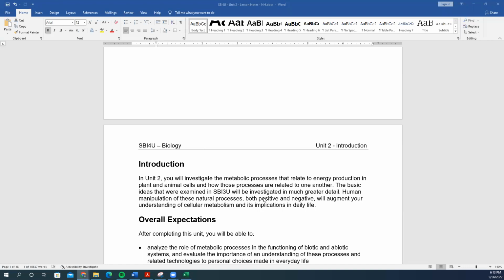So we're starting Unit 2, and Unit 2 is about metabolic processes and how they relate to the way that plant and animal cells produce energy, the processes related to energy production and energy consumption, and how those processes are interrelated. We're going to be examining a lot of these ideas that you were probably introduced to in your previous biology course, your grade 11 biology course. But here we're going to talk about them in a lot more detail.